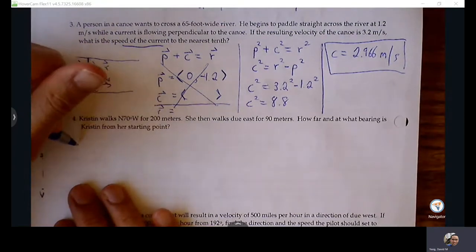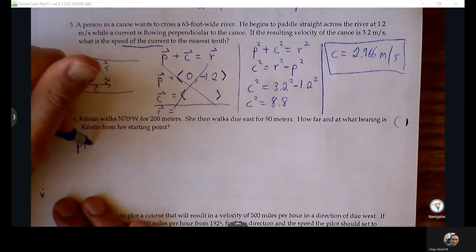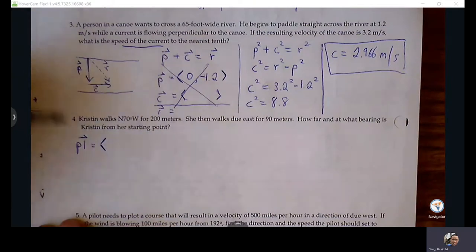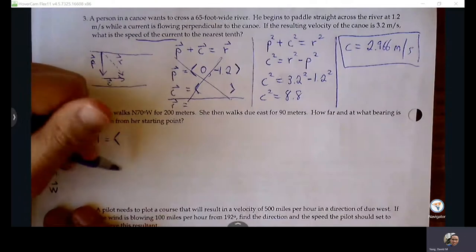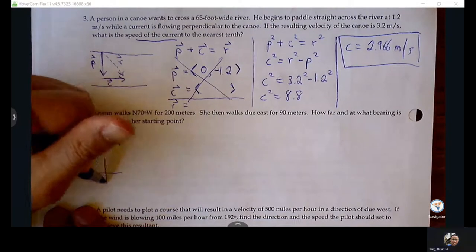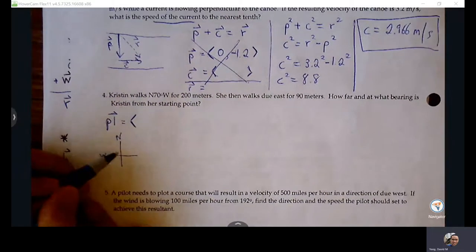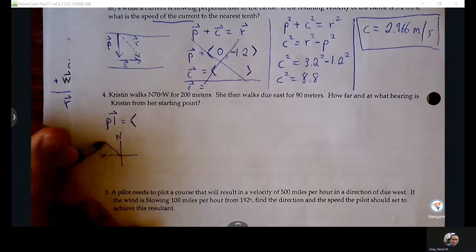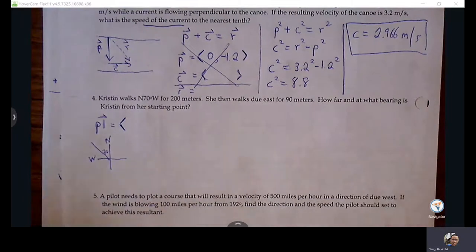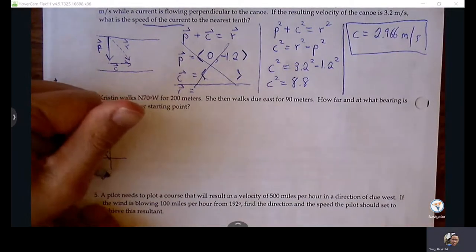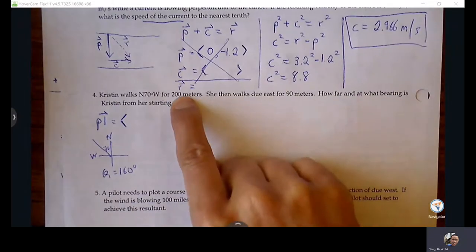So I'll say path one, for her first leg of her trip, north 70 degrees west. Let's draw this out and see if we can visualize what's happening here. So we're starting north and we're going 70 degrees west, so that's going to be to the left. So that's 90 plus 70, which is what? 160, okay. There's my magnitude.